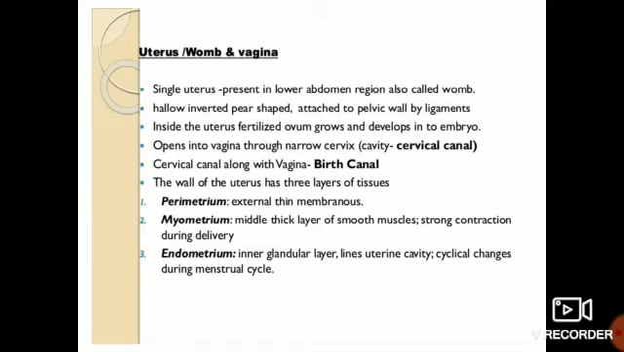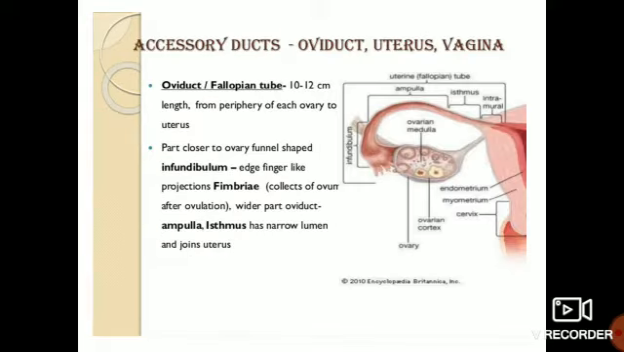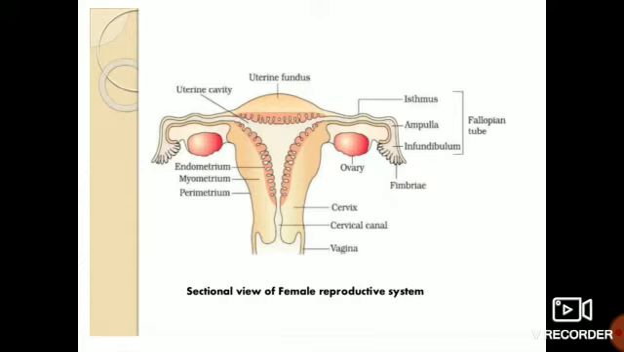A single uterus is present in the lower abdomen region, also called the womb. It is hollow, inverted, pear-shaped, and attached to the pelvic walls by ligaments. Inside the uterus, the fertilized ovum grows and develops into an embryo. It opens into the vagina through the narrow cervix, as we have discussed in the previous slide. This passage is called the cervix and it opens into the vagina.